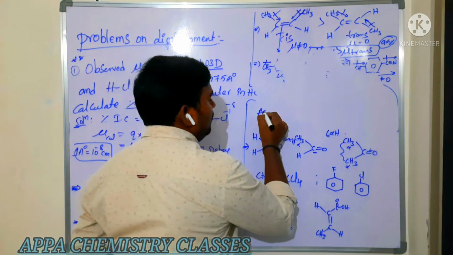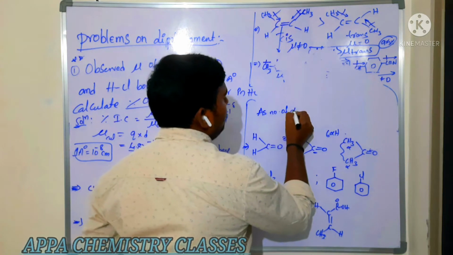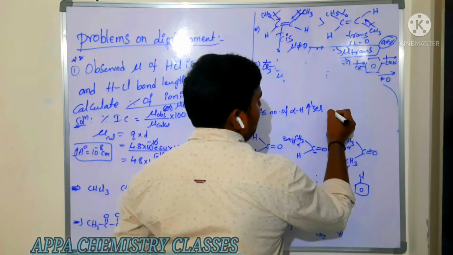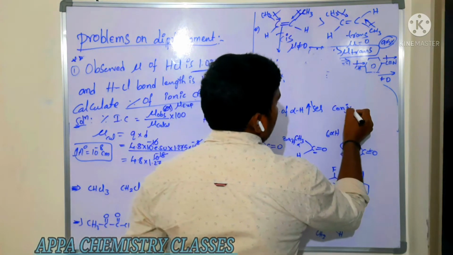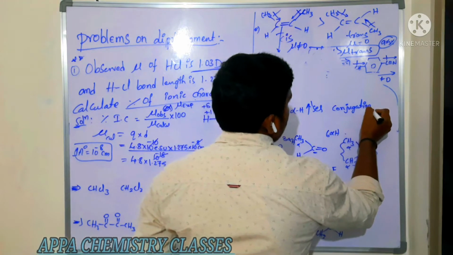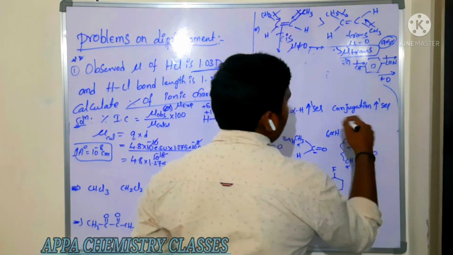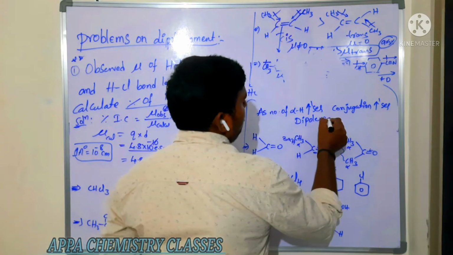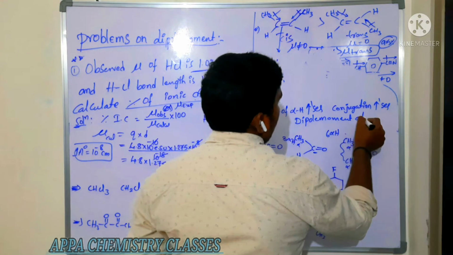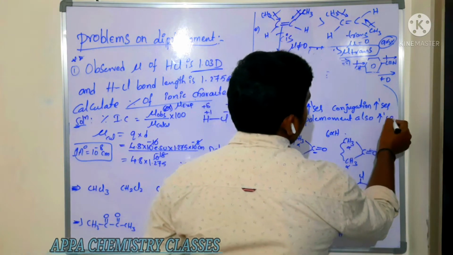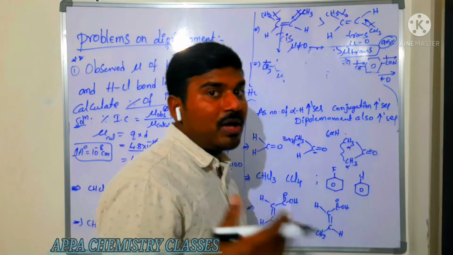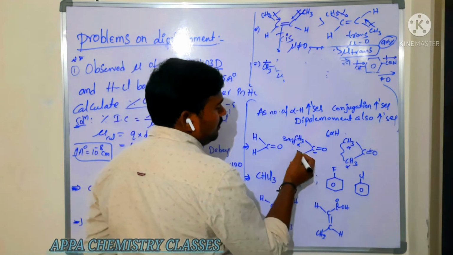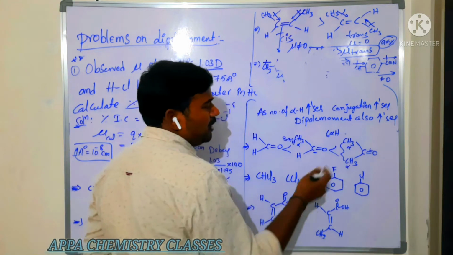As the number of alpha hydrogens increases, the resonance, that is the conjugation, that is the hyperconjugation increases, then the dipole moment also increases. Dipole moment also increases. Is that clear? That is, as the number of alpha hydrogens increases, the dipole moment also increases. Now you see here which has the higher dipole moment, that one.